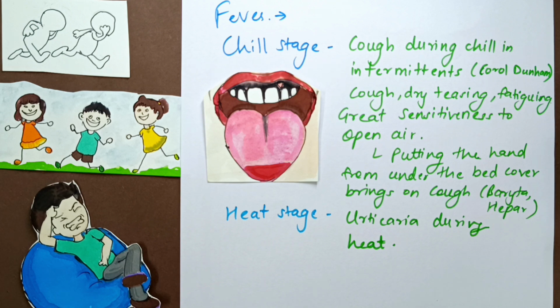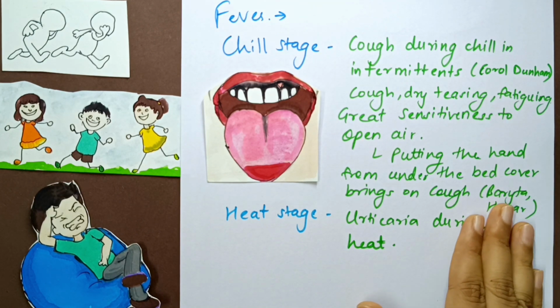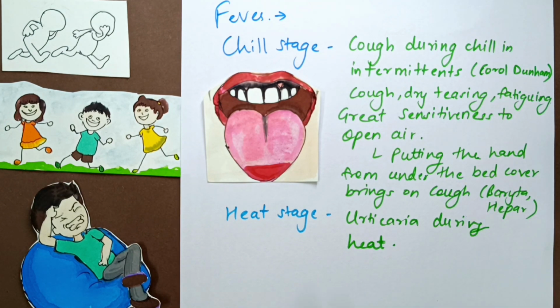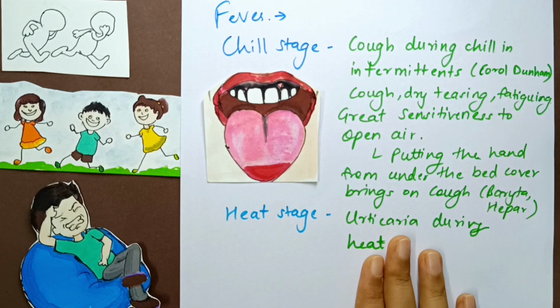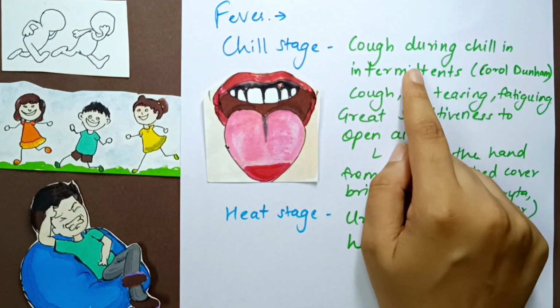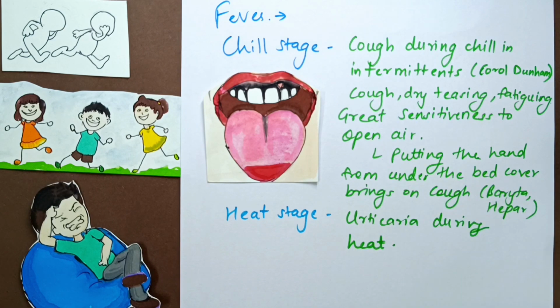Meaning, they cover themselves completely with the blanket, and if they take their hand out of the blanket even a little, they will start coughing. So this is actually very characteristic in Hepar sulph, but it is also seen in Baryta carb and Rhus Tox. On heat stage there is urticaria. So during heat there is urticaria, during chill there is cough. These are the two very important things you have to remember about the fever of Rhus Tox.